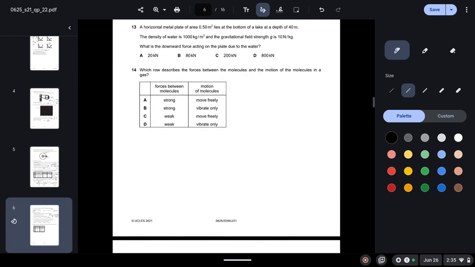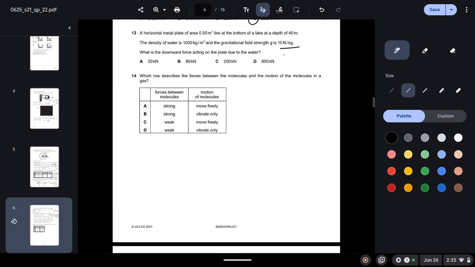A horizontal metal plate of area 0.5 meters squared lies at the bottom of a lake at a depth of 40 meters. The density of water is 1000 kilograms per meter cubed and the gravitational field strength is 10 newtons per kilogram. What is the downward force acting on the plate due to the water?